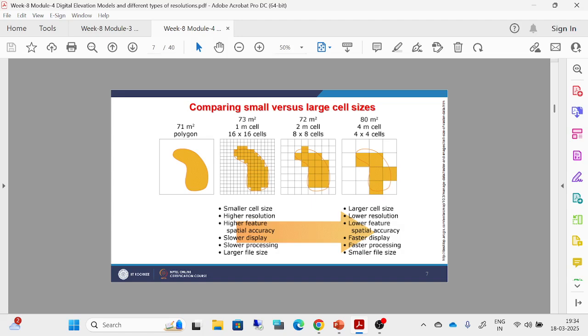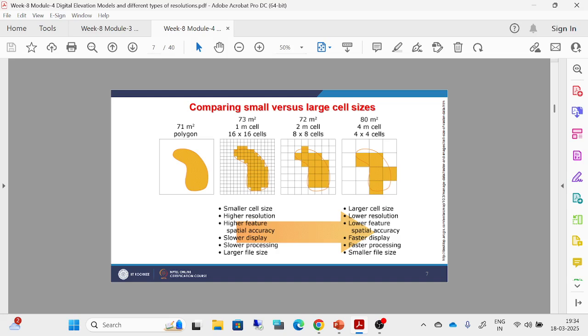So smaller cell size will give you higher resolution, it actually represents the polygon that has been given here. Higher feature spatial accuracy, but this will take time to display because it's including a lot of cell information, cell values. So it will take time to display and process, and the file size will also be large. So you will only go for these high resolution or finer resolution ones if you need that, because it's going to be time consuming and space consuming.